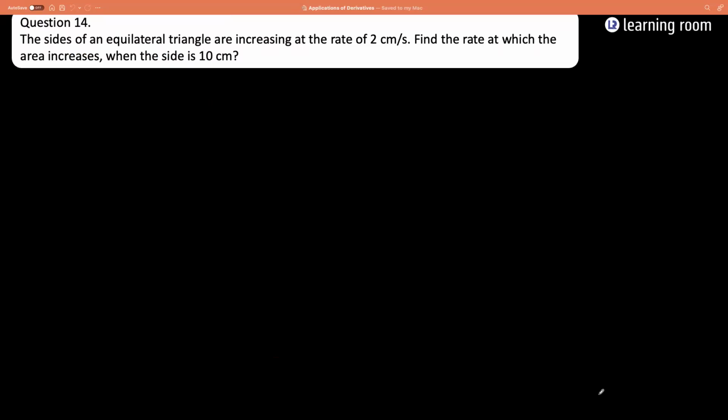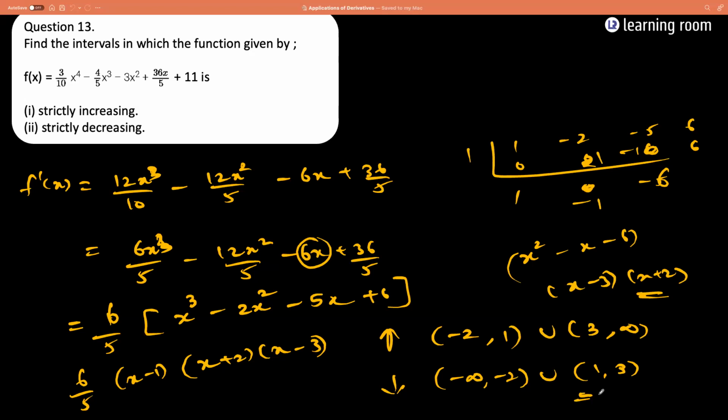Next one. The sides of an equilateral triangle are increasing. Tell me that. Sir, can you show one? Yeah, one.